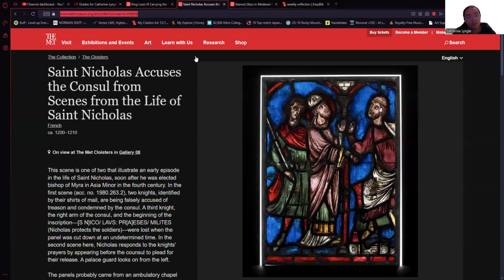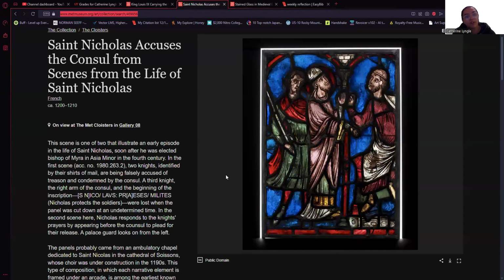The other one, of St. Nicholas, was done around 1200 to 1210, much before the King Louis event. This scene illustrates an early episode of the life of St. Nicholas after he was elected Bishop of Myra in Asia Minor in the 4th century. It is really interesting to see the knights being falsely accused of treason and condemned by the council.